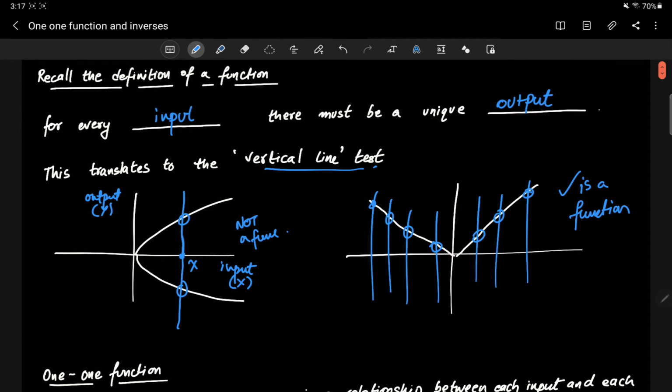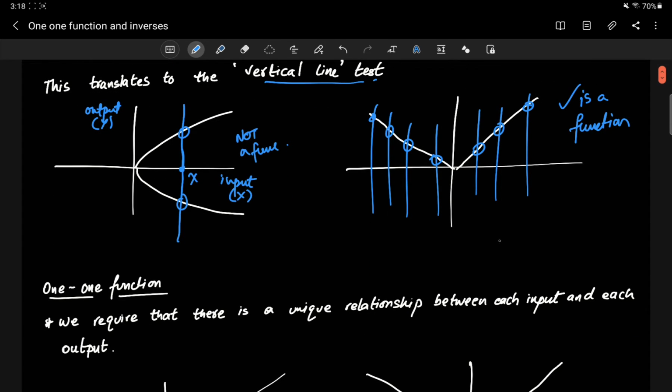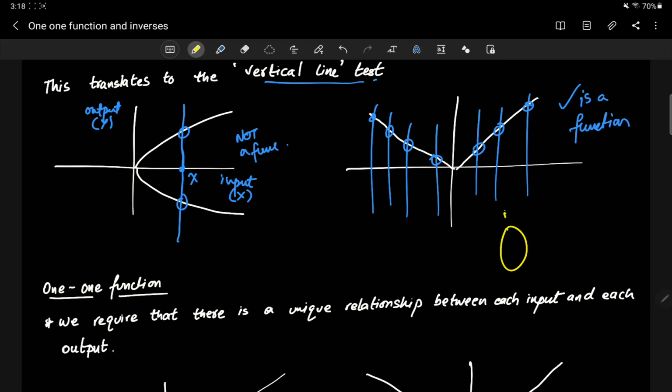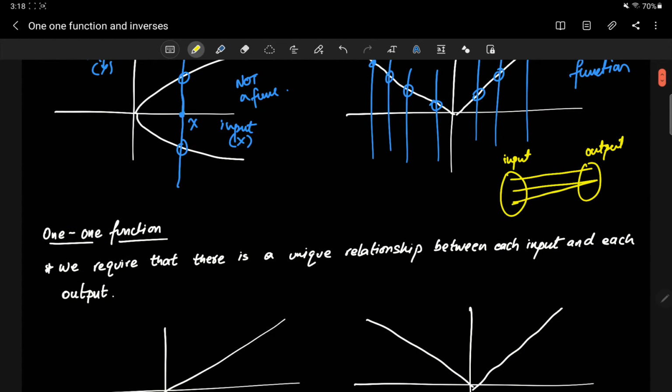So what we require right now is, if these are my inputs and these are my outputs, I already require that my input only goes to one line. But I can still have this situation where two inputs go to one output. Now I want to remove that. I want to say that we require a unique relationship between each input and each output. Meaning, now you're only allowed lines which go all the way across.